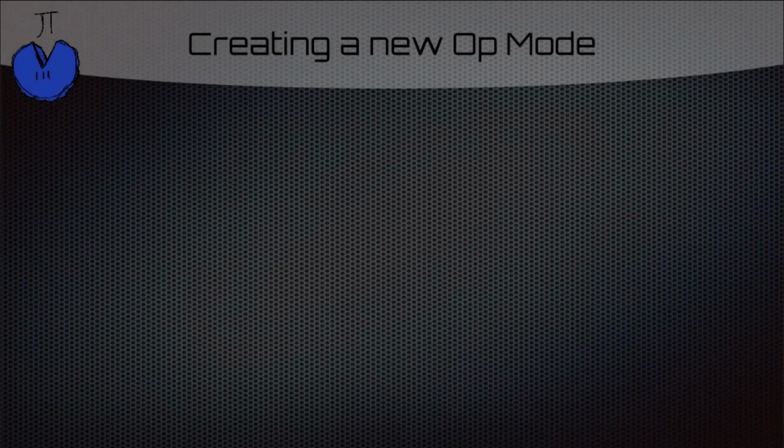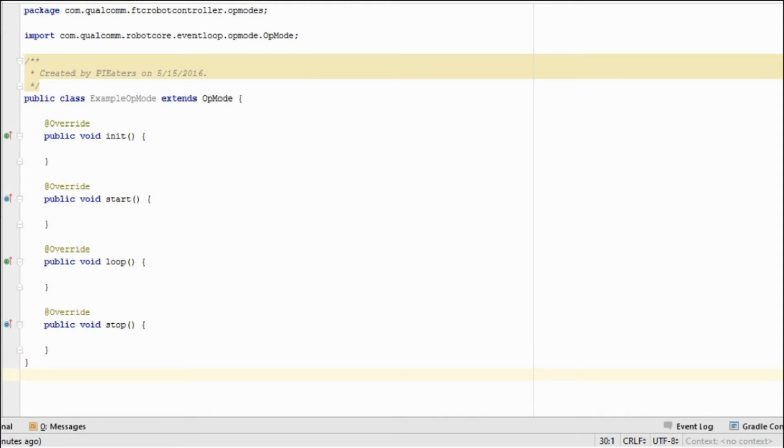So now I'll show you how to create a new op mode. Remember from earlier that an op mode is a set of code to give your robot certain behaviors to do what you want it to. Let's look at an example op mode that I've made. So here's an op mode I've made. It actually currently won't do anything, but it is a good teaching device.